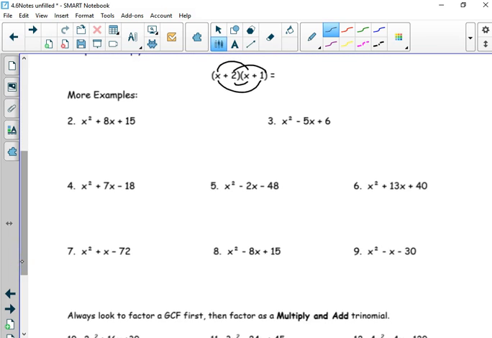Okay, so let's do some more examples. Let's try to practice this out. Well, this is pretty weird. Okay, so just start by making 2 sets of parentheses. All right?